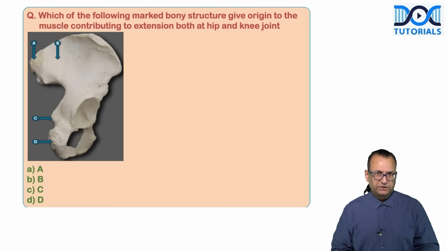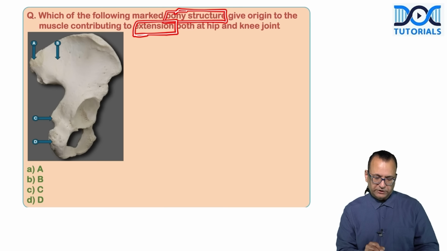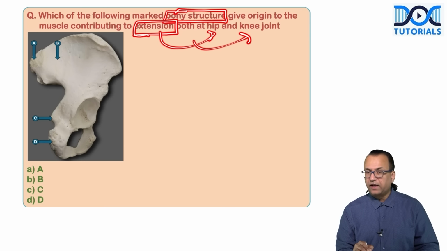Hip bone is given, and they are asking for the bony structure giving origin to a muscle contributing to extension both at the hip and knee joint.